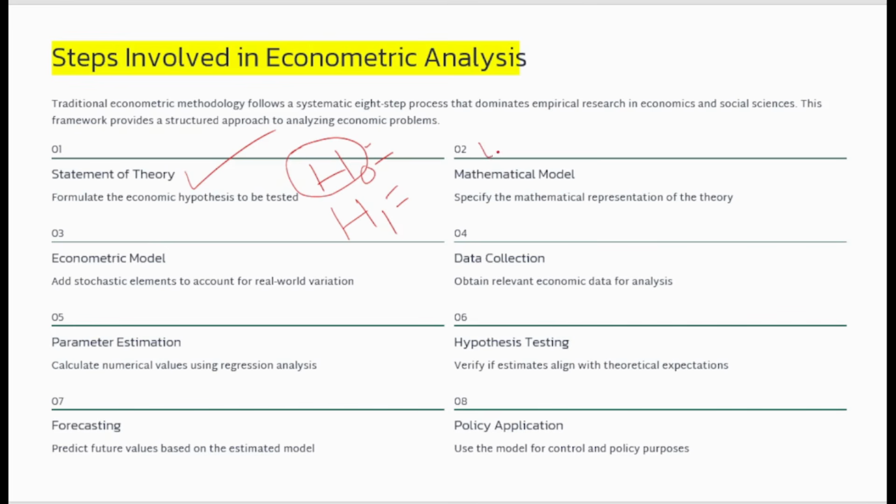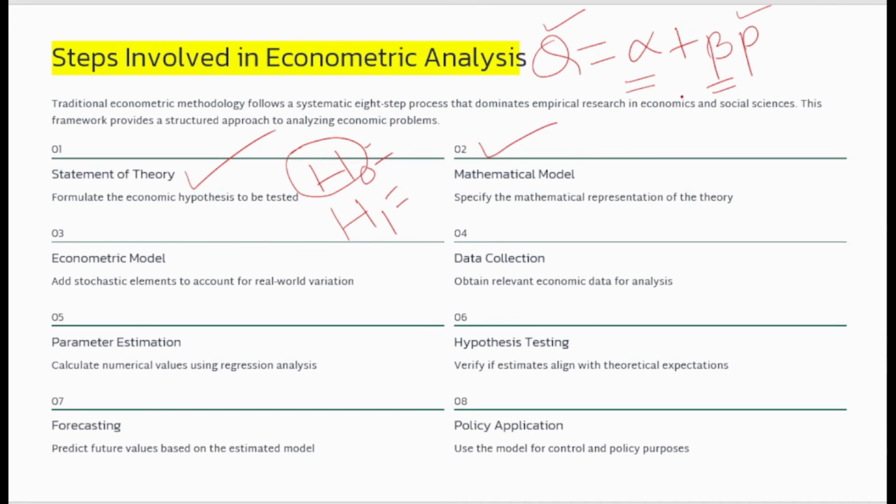Then the second step in the econometric analysis is the mathematical model. We need to express the economic relationship between the price and quantity demand in mathematical form. For example, here we can write Q, or quantity demand, is equal to alpha plus beta P. Here alpha is the intercept term, beta is the slope coefficient, P is the price, and Q is the quantity demand.